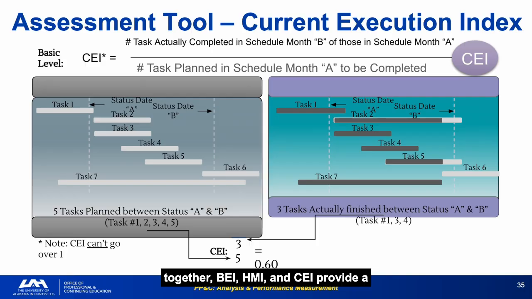Used together, BEI, HMI, and CEI provide a three-dimensional picture of schedule execution health. Are tasks being completed? Are they being completed on time? And are carryover tasks being cleared? If CEI is consistently below 0.8 for 3 or more months, the program has a carryover problem that will eventually compress the remaining schedule. This is an early warning signal for critical path slip.